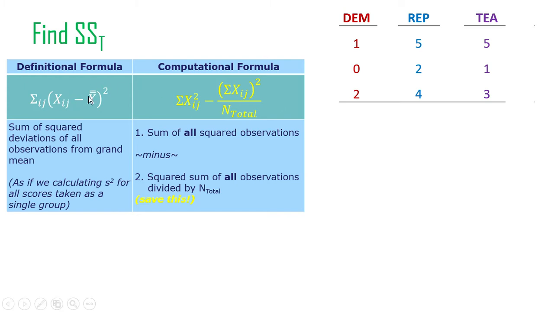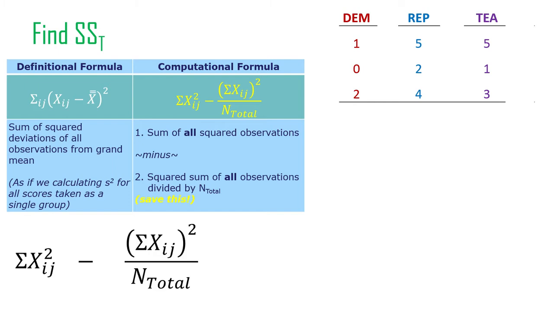But algebraically equivalent, we've got this. You add up all the squared values, so you square them first and then add them because of order of operations, and then you sum up all the values and then you square them. So square then sum and then square, but then when you sum and then square, you divide by 9, the total n in the entire study. So let's do that here. Here's the formula down here at the bottom.